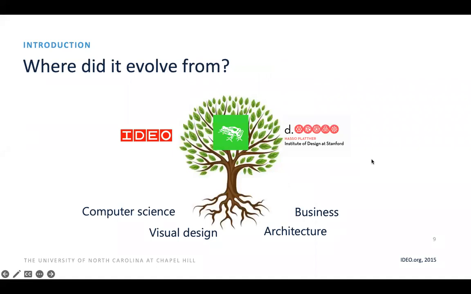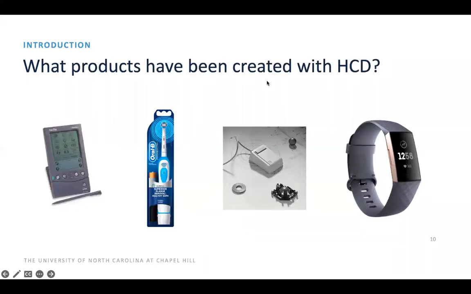So where did human-centered design evolve from? It is not new. Some of the bigger players in this space include IDEO, Frog, the design consultancy in the picture, and Stanford's D School. We're very well known for these methods and approaches. We do know that human-centered design did evolve from computer science, visual design, architecture, and business. And it's been used faithfully to create a variety of different products.